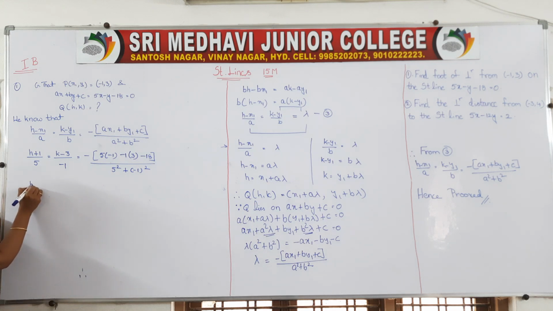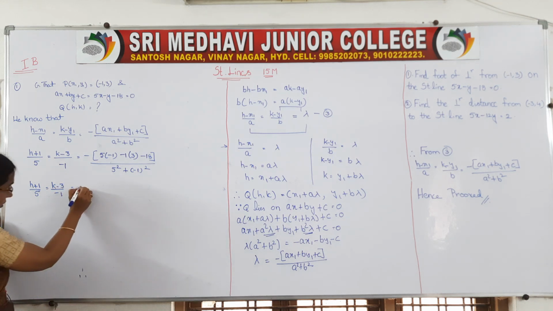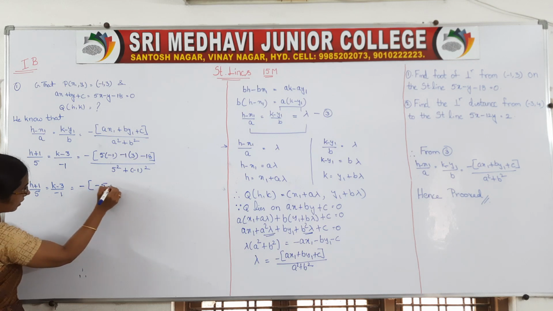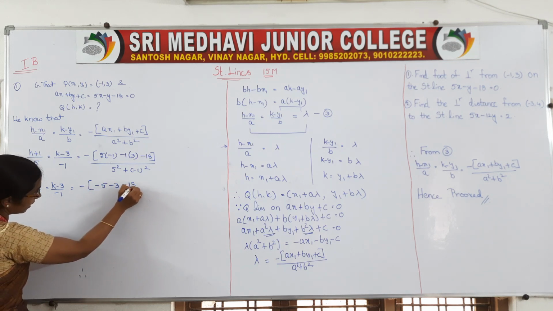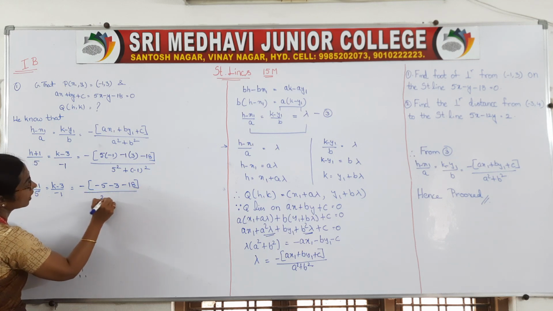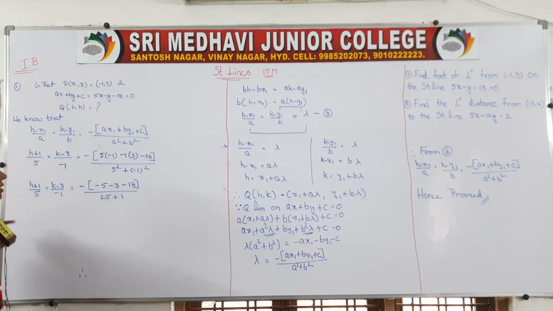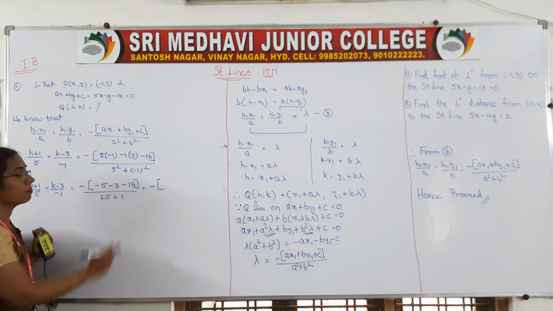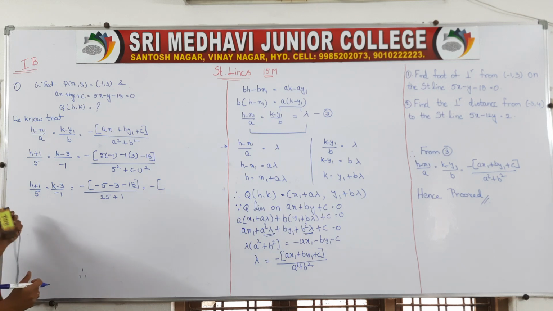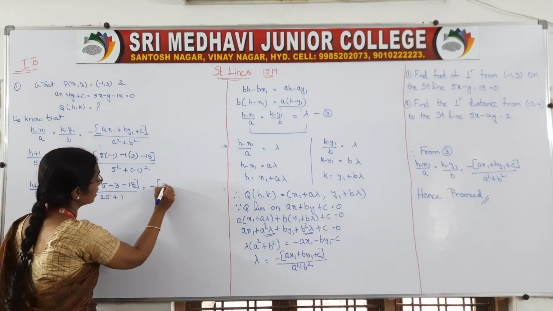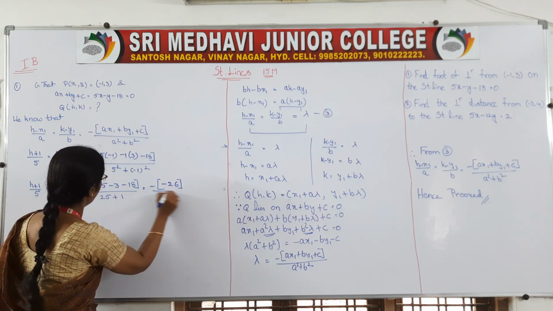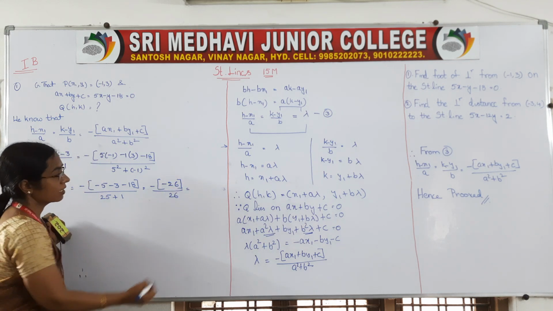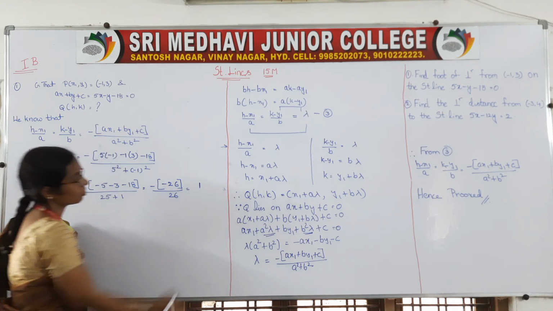So h plus 1 by 5 is equal to k minus 3 by minus 1 is equal to minus of, minus 5 minus 3 minus 18 divided by 25 minus 1 whole square is 1 is equal to minus of, 5 minus 3, it is minus 8. Minus 8 minus 18 minus 26 divided by 26. Minus minus cancel, 26 also cancel, it is 1.